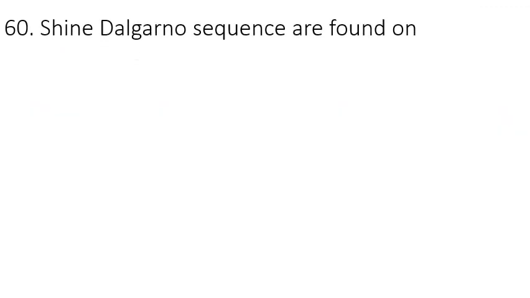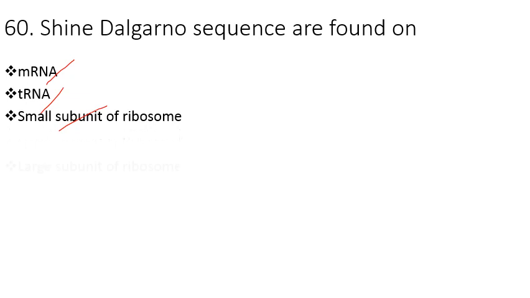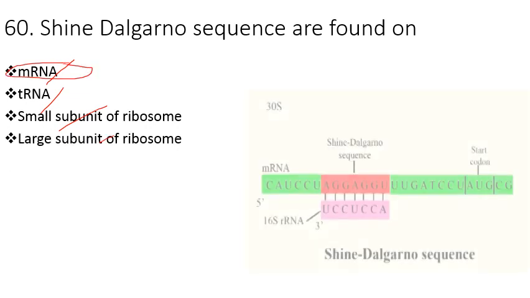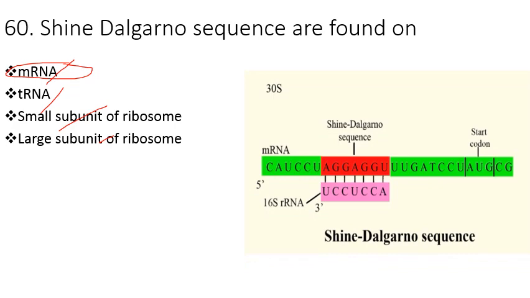The next question is, Shine-Dalgarno sequences are found on. Our options are mRNA, tRNA, small subunit of ribosome, large subunit of ribosome. So the right answer is mRNA. These are 7 to 8 base pairs from the starting codon.